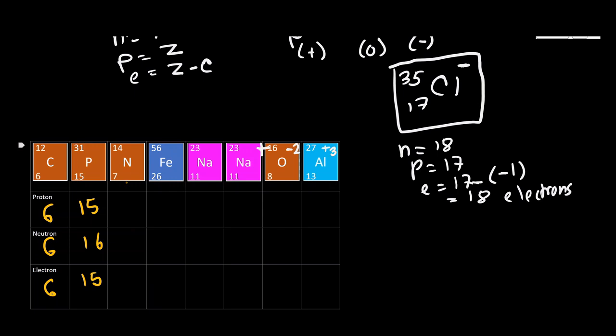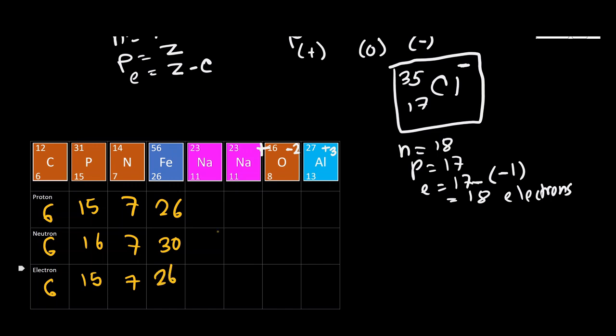Now, we have for nitrogen. For nitrogen, we can see the number of protons is going to be 7. Neutrons is going to be 14 minus 7, so that's also 7, and this is also 7. Let's do for iron. What about the number of protons? It's 26, neutrons 56 minus 26, that becomes 30, and this is also 26.